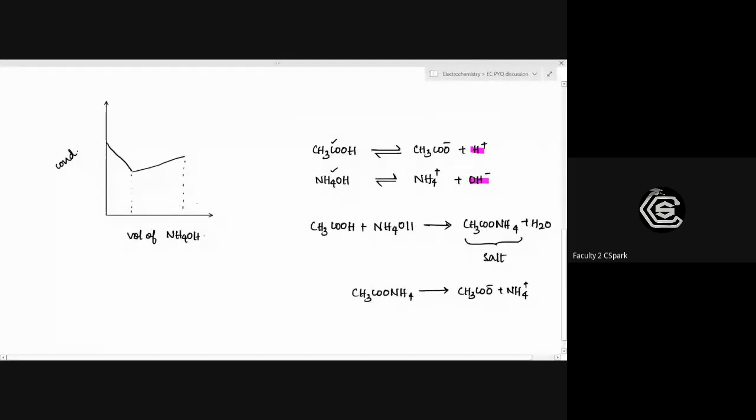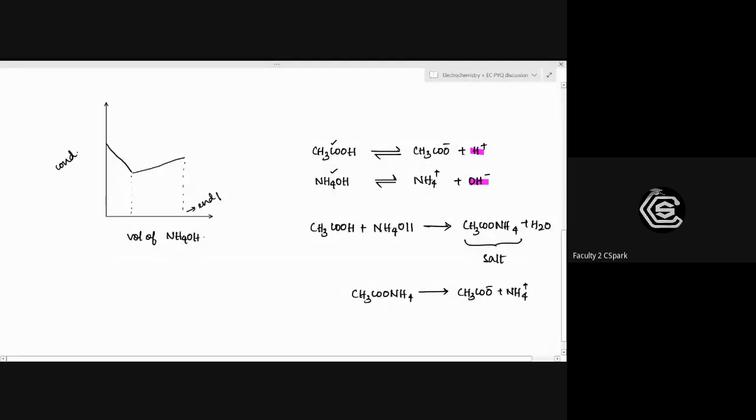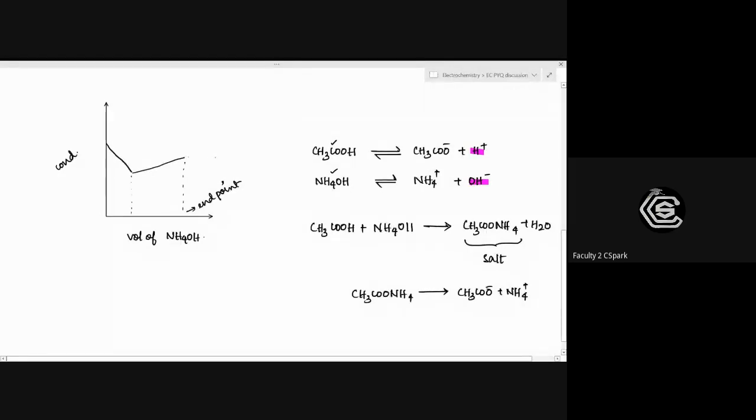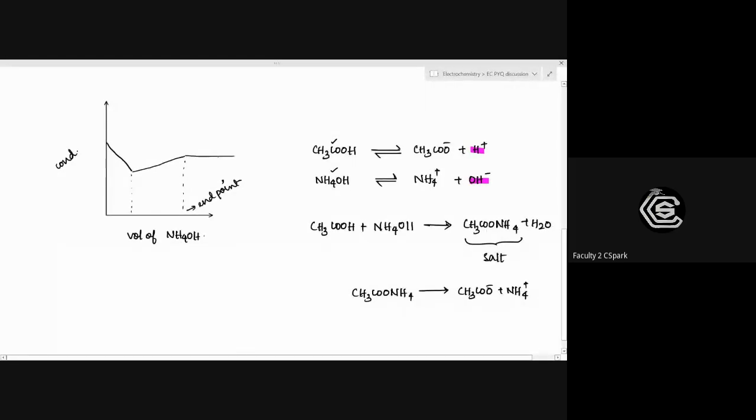For how long will it increase? Until the salt is formed. For how long will the salt form? Until acid is present. So once this acid is over, it is quenched, the salt formation will stop, and that is the end point. This is the end point. Now, further addition of NH4OH to this will more or less not change the conductance. So this is the graph. All right. So it's option D.